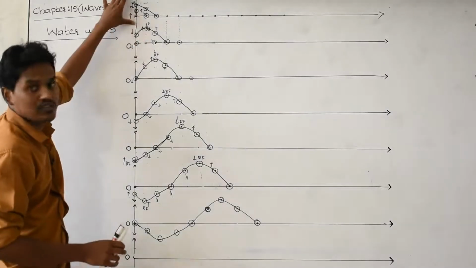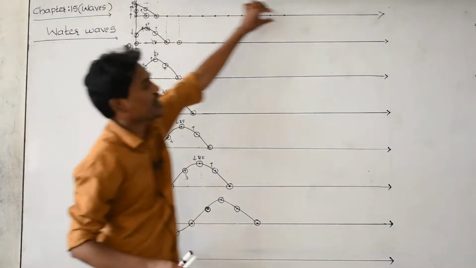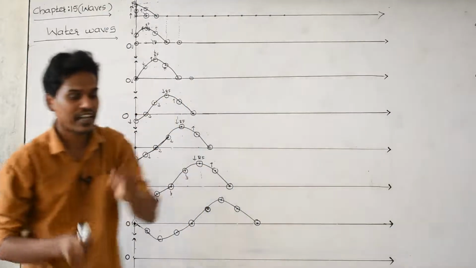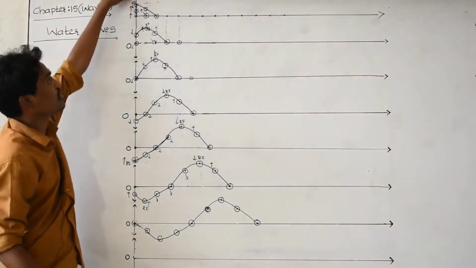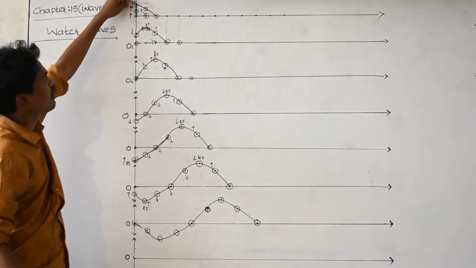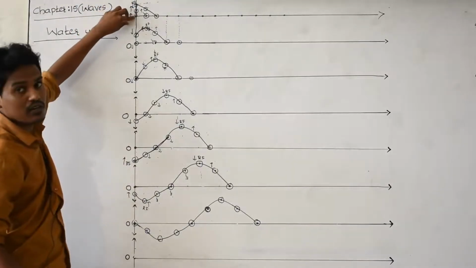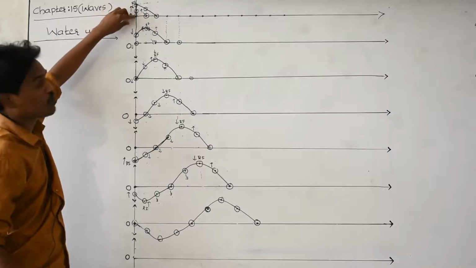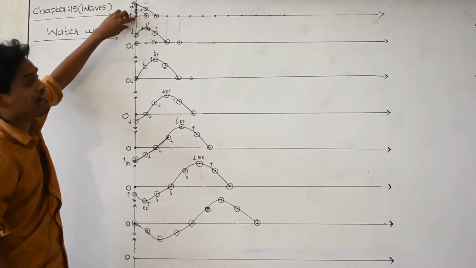Let us first see. These water particles are all at rest. I have taken one small stone to a certain height and released it. This stone is in motion. It hits the first particle. Its kinetic energy is transported to the first particle and it comes into vibration.